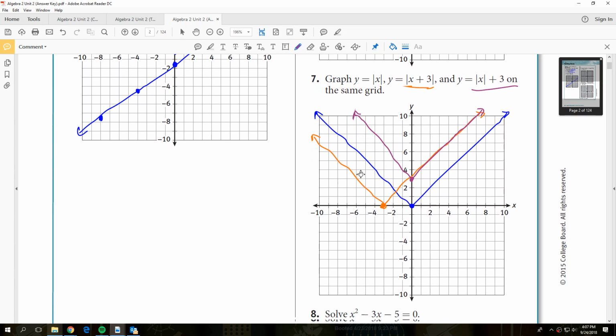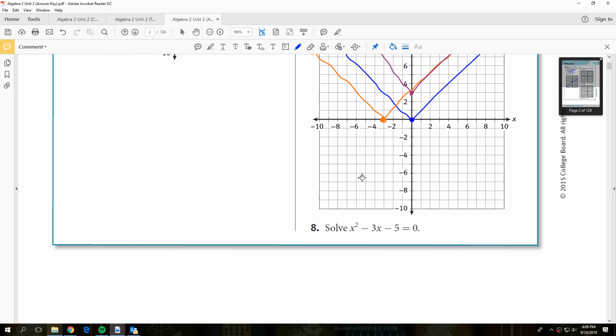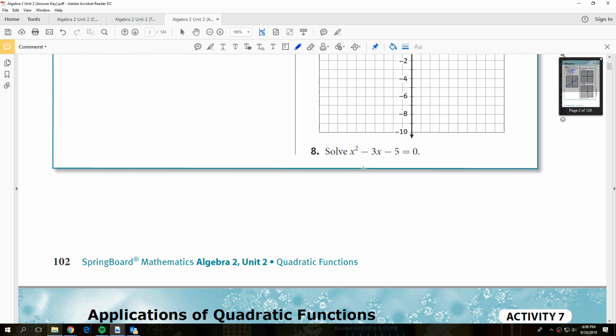So anyway, and then finally we're going to solve this quadratic equation here. So the first step is to factor this thing. So two numbers that multiply to get negative 5, and then add to get negative 3, and in this case that does not exist. Okay, so there's really only one way to solve this, and that's to use the quadratic equation.